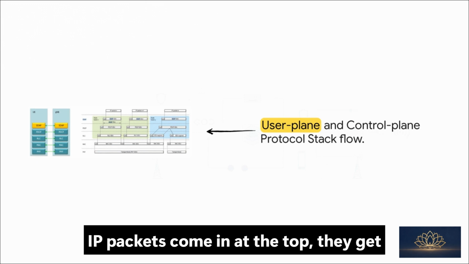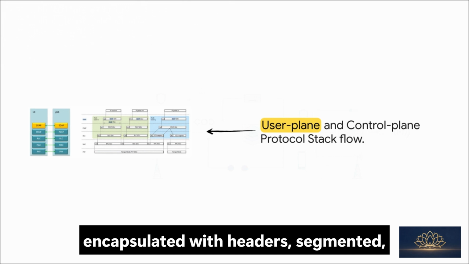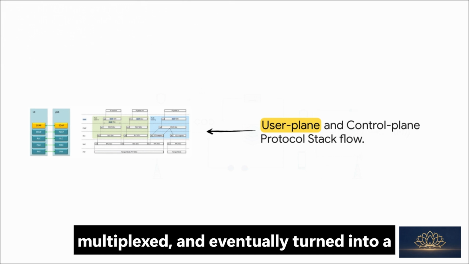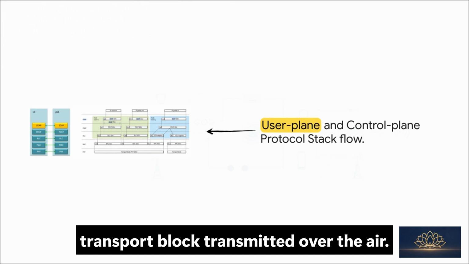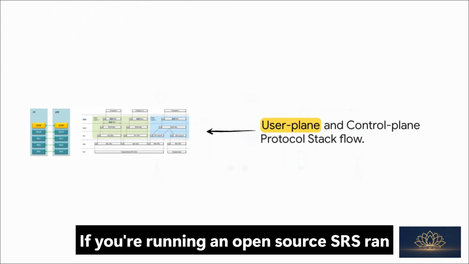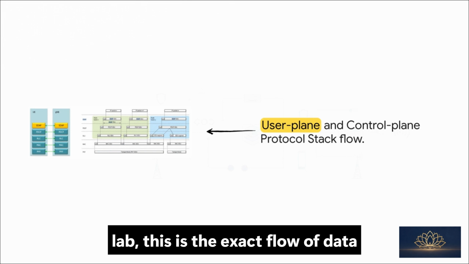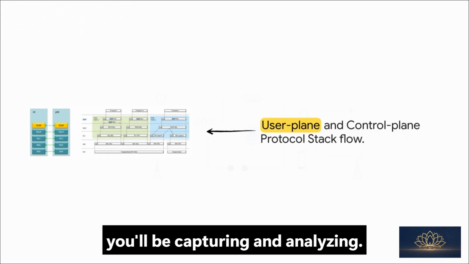As IP packets come in at the top, they get passed down through these layers, encapsulated with headers, segmented, multiplexed, and eventually turned into a transport block transmitted over the air. If you're running an open-source srsRAN lab, this is the exact flow of data you'll be capturing and analyzing.